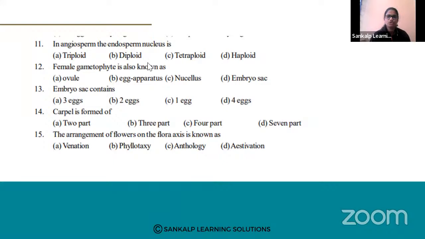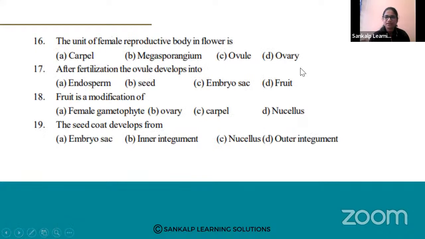Let us proceed with the next question. 16th question. The unit of female reproductive body in a flower, one unit of the female reproductive body, what is it called? Option A carpel, option B megasporangium, option C ovule, option D ovary. Okay, most of them commented option D. Pragati option A. Inchara option B. Yashwant option D.